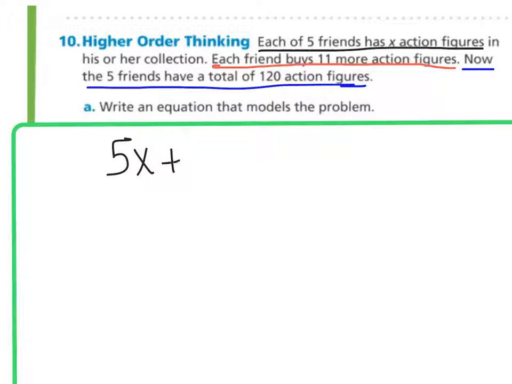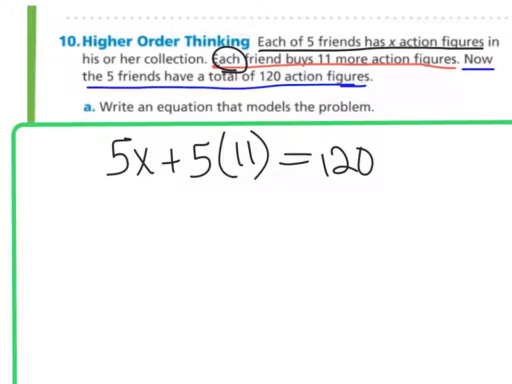And then each of them buys 11 more. Here we have to be careful. Each of them is buying 11 more. That means 5 people are each buying 11 figures. So we would do 5 times 11. And then that's giving us a total of 120.